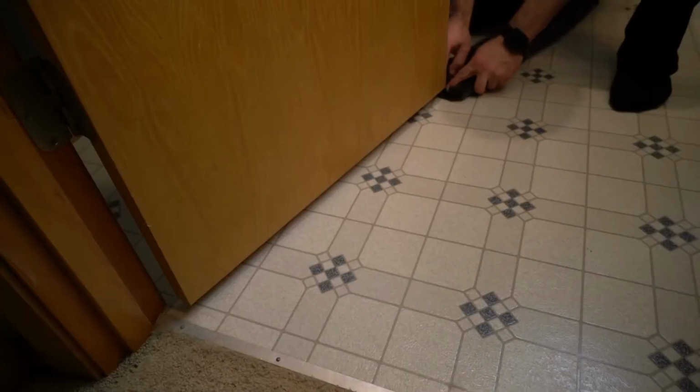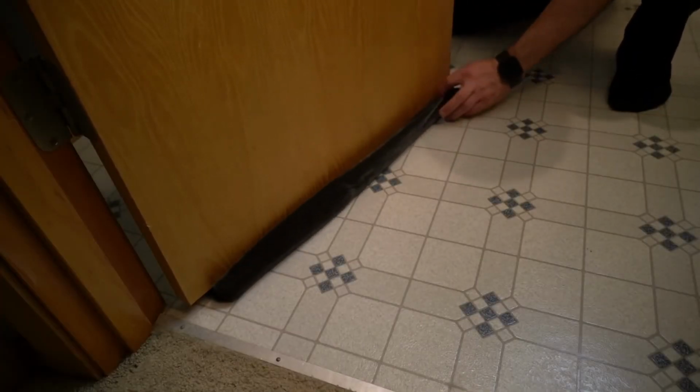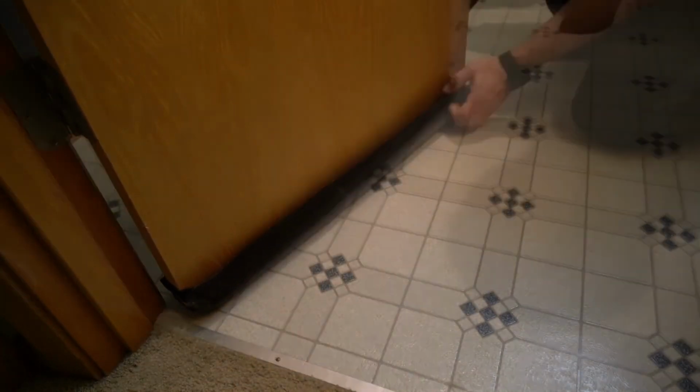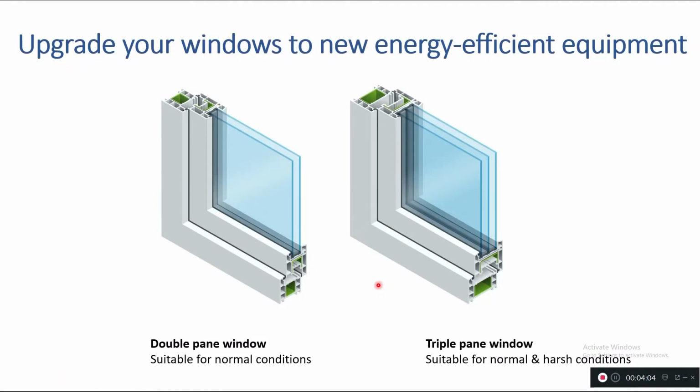As you can see on your screen, the gaps of the door are being covered up using insulating material. You can also do this at your home to fill the gaps so as to avoid the heat exchange. Now we'll talk about the windows.